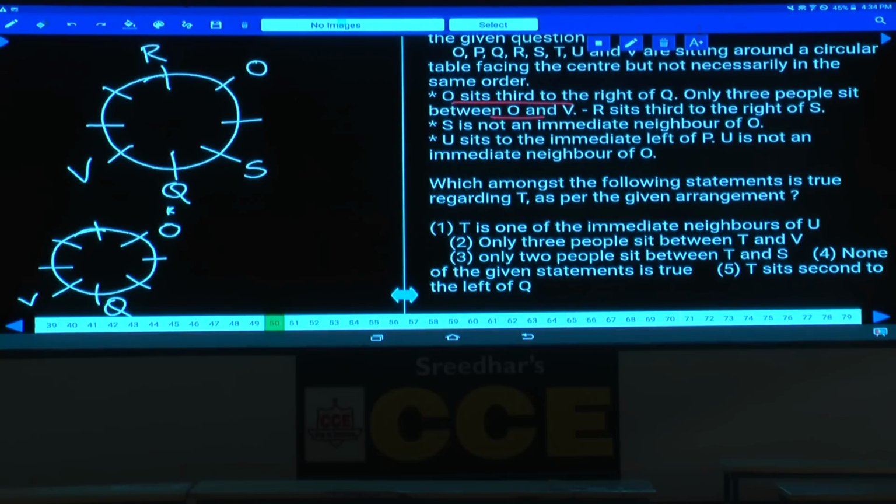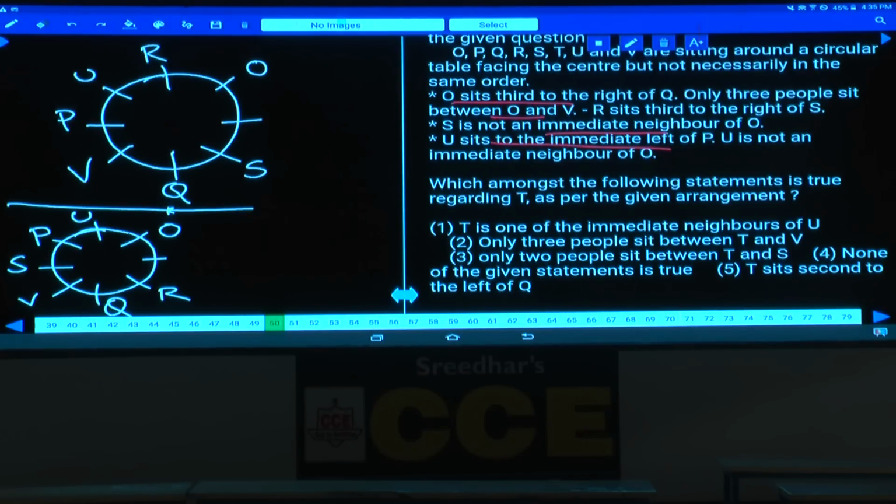S is not an immediate neighbor of O. R sits third to the right of S. If S is here, R sits third to the right of S. And so how many possibilities? There are 2 possibilities. Then U sits to the immediate left of P. As U is to the immediate left of P, U is here and P is here. Here also U is to the immediate left of P.